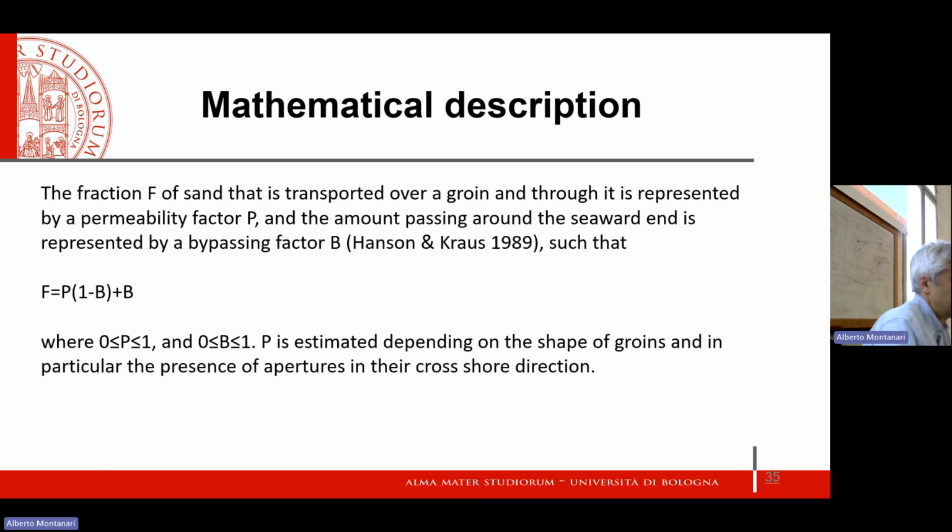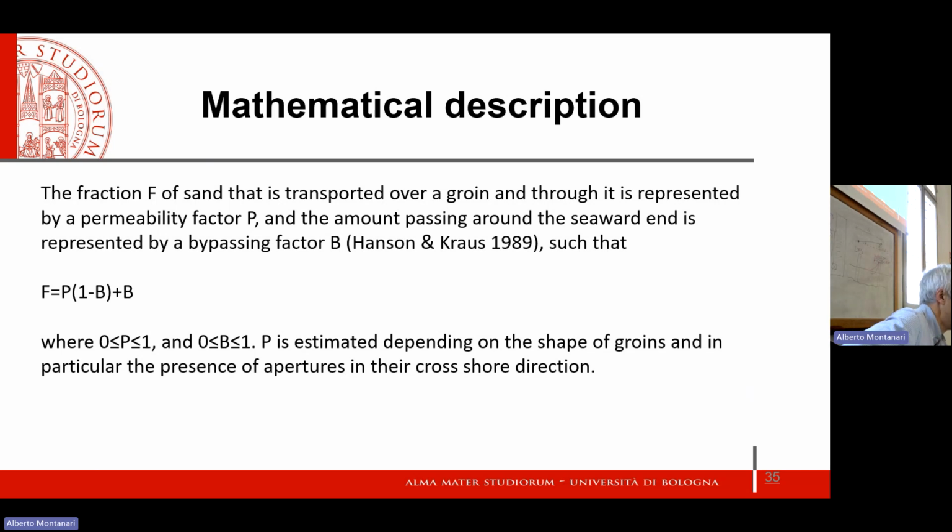Then, of course, there is a relationship between permeability and bypass. You cannot put both of them... no, you can put both of them at 1. So let's put permeability 1, which means that the groin is completely permeable. And let's also put B equal 1. So the result is F equal 1, which is what you expect.